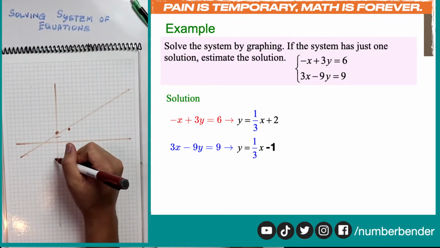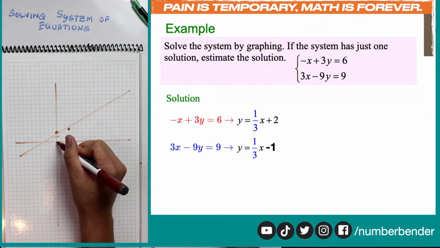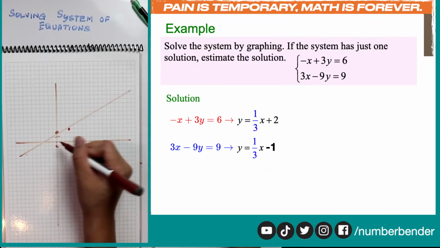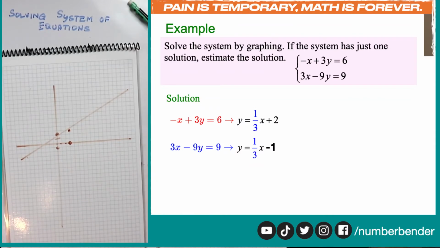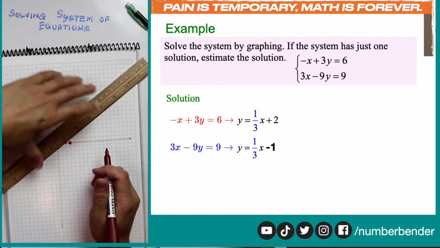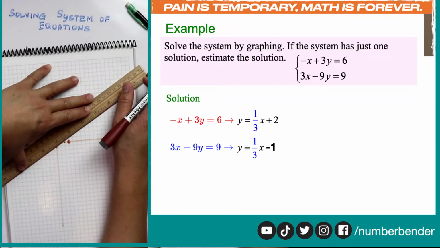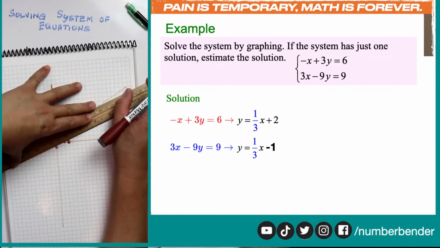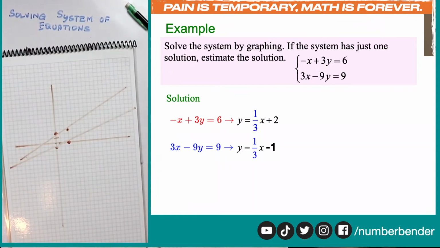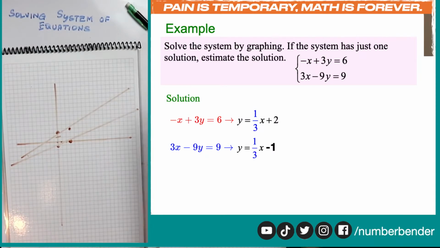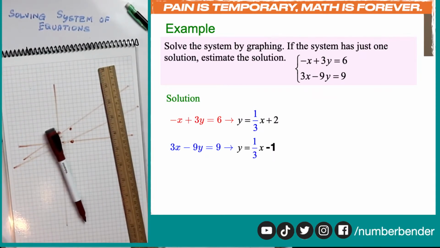So negative 1 is the y-intercept on the second one. And then 1/3: up 1, and then 3 across: 1, 2, 3. We always move to the right, never to the left. The only changing behavior is going up or going down. And this is my graph right here, using my graphing paper, my straight edge, and my marker.